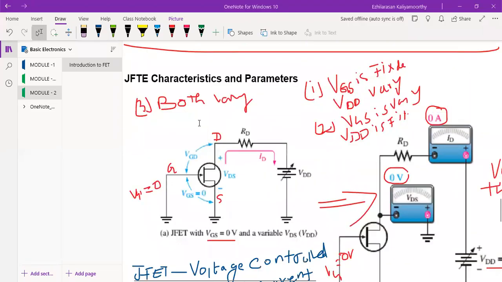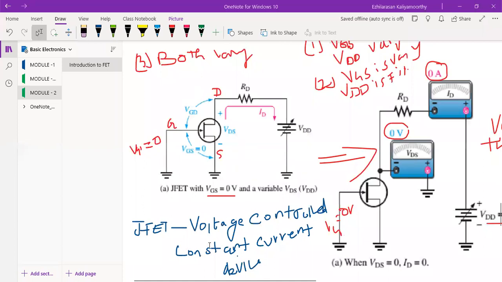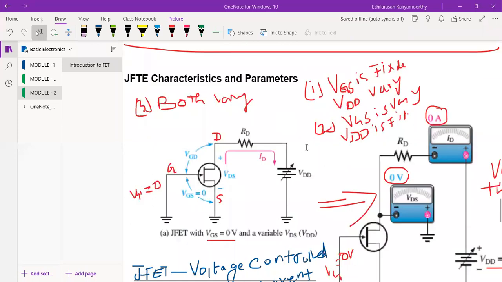So first, what I said here, JFET characteristics and parameters. Here, this JFET is nothing but a voltage controlled constant current source. Now, this diagram which is showing here, we have three cases. One is we can keep the VGS fixed, that is the voltage applied between gate and source will be fixed, and VDD will vary. Next, you can keep the VDD fixed and VGS will vary. The third case is both will vary.